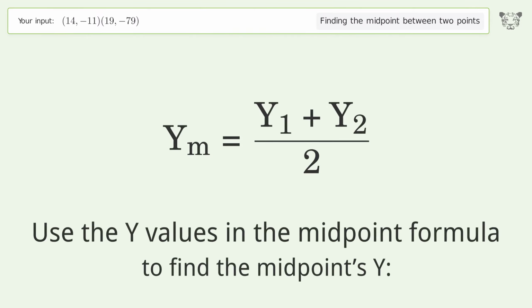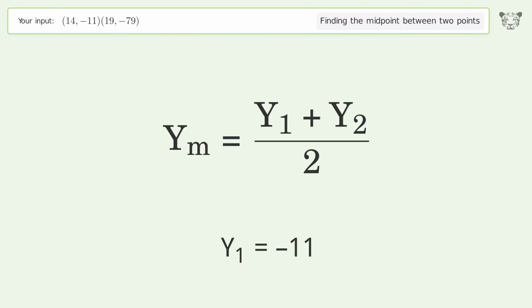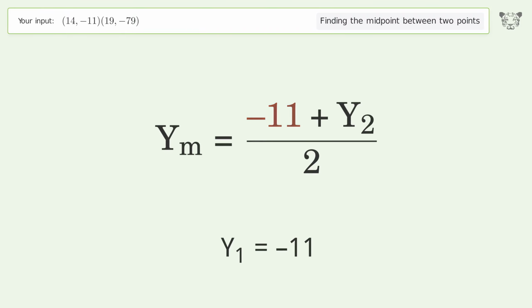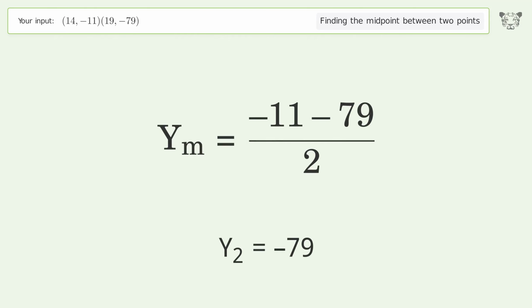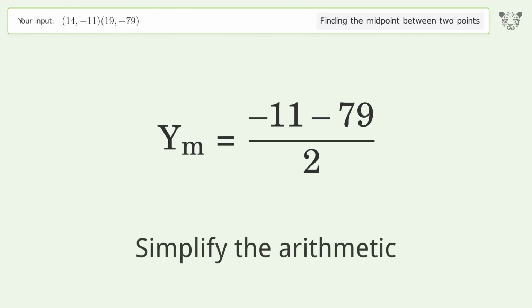Use the y values in the midpoint formula to find the midpoint's y. y1 equals -11. y2 equals -79. Simplify the arithmetic.